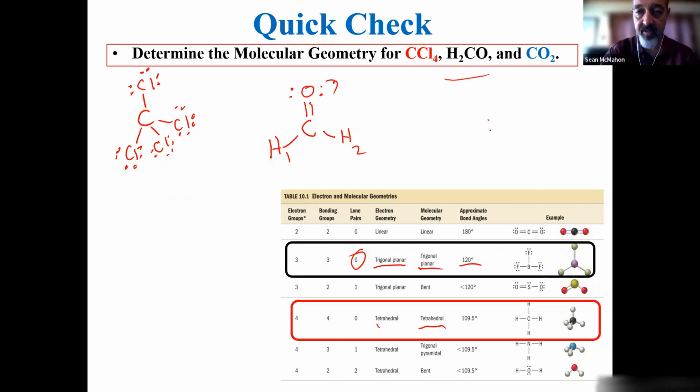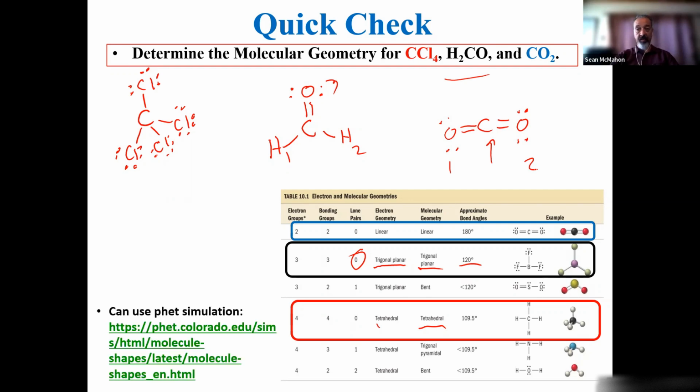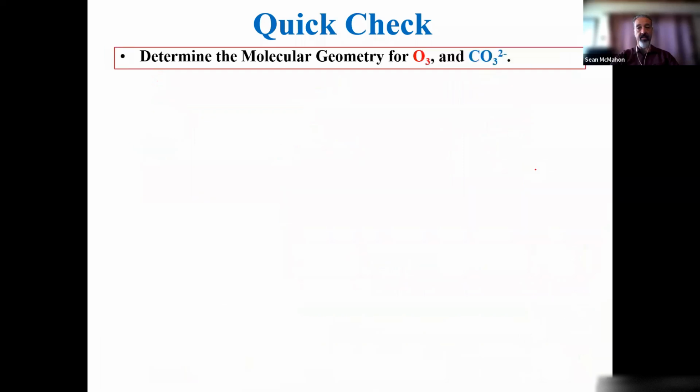Last but not least, we have the CO2, and we see that this carbon has no lone pairs, and it has 2 electron groups, 2 atoms, so it's linear, both for electron geometry and molecular geometry, and there's no distortion of the 180. You can always refer to the PhET simulation for more practice. Well, earlier we did the carbonate, which was this. This is what we opened up for review.